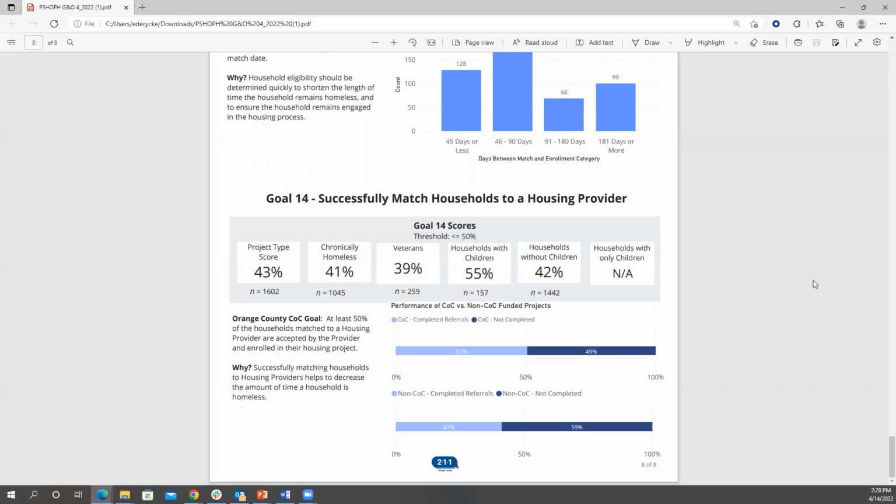So that is all of the data I have on our report. Does anybody have any questions or comments?